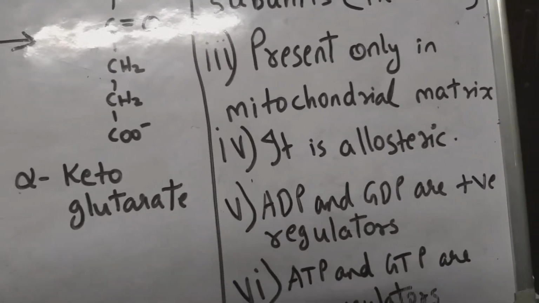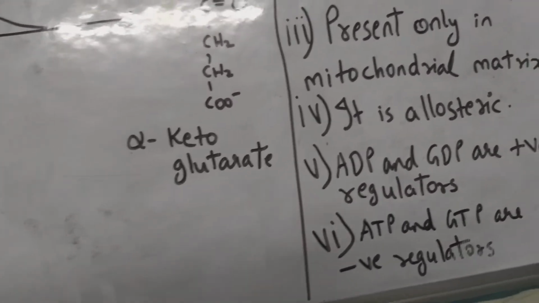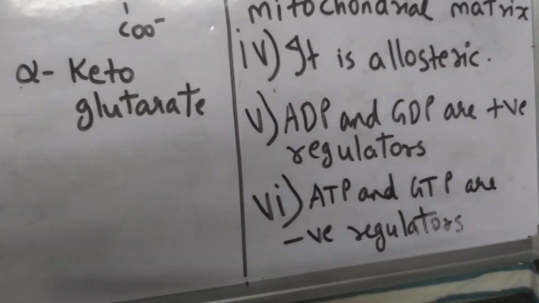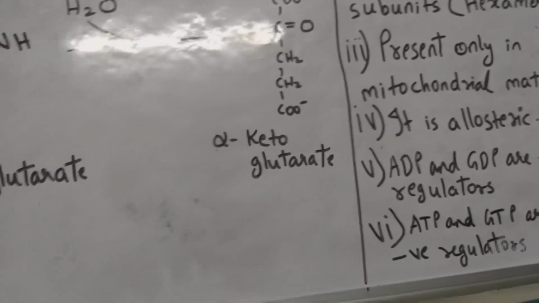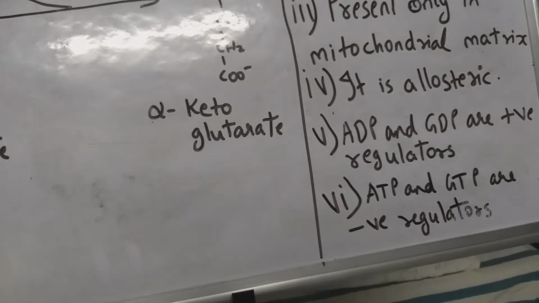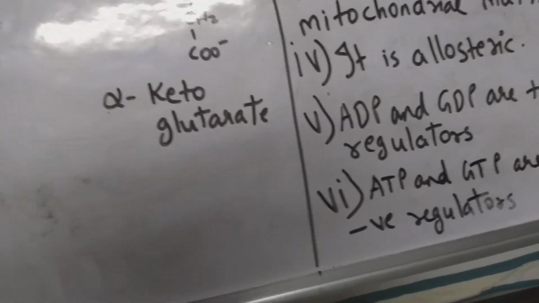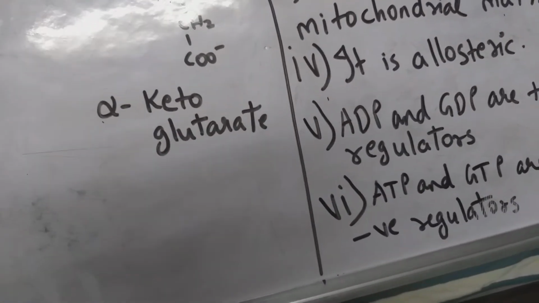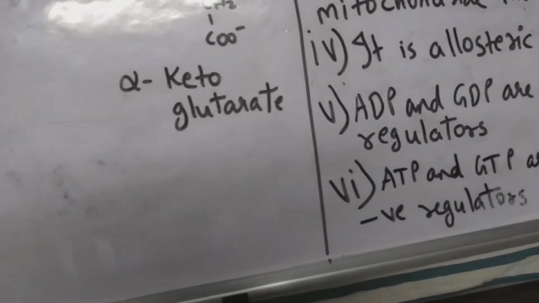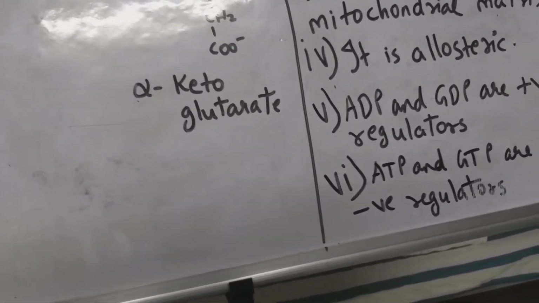The fourth point is that it is an allosteric enzyme, so the regulation of this enzyme is always allosteric. The next point is that ADP and GDP are positive regulators. We can think about it like this. If ADP is in excess, that means ATP is less, because ATP has been broken down to form ADP and Pi. And if ATP is less, it is an indication to the cell that energy is lacking and we need to produce more ATP.